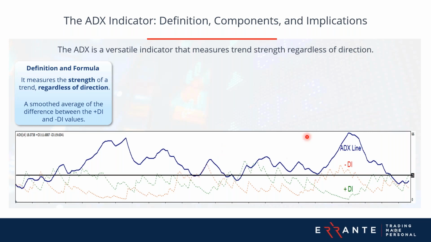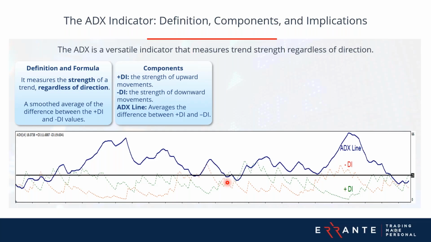As you see here, it's an oscillator that appears below the price chart, and it moves along the price on the time axis only. And when the ADX value is above 25, it suggests a strong trend is present, making it a potentially good time for trend following strategies.